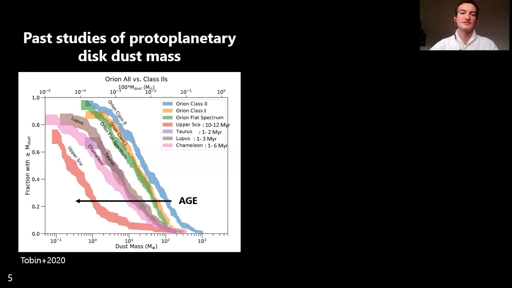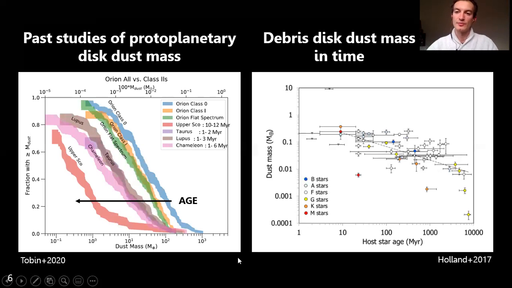There have been many past studies of protoplanetary disk dust masses across star-forming regions. Here we have a cumulative distribution fraction plot against the dust mass for different star-forming regions. We can see that as their age increases, the disk dust mass distribution decreases. What's most notable for us here is a range of masses from 10^3 to 10^-1 Earth masses. When we compare it to the debris disk dust mass evolution in time, we can see that for this plot of dust mass against host star age, there's a decrease.